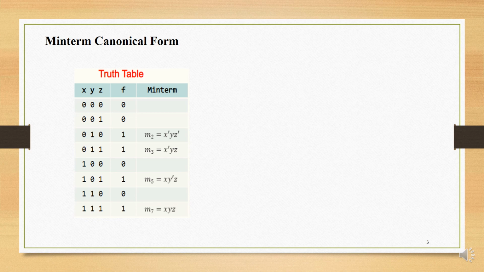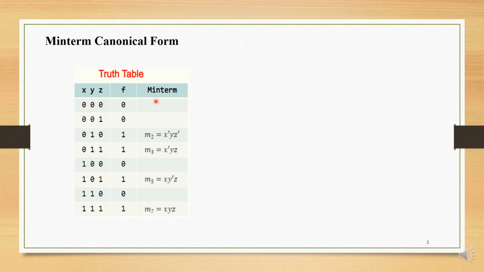In the previous session we have already understood how to write the Minterms and how to write the Maxterms for two variables and three variables. So now let us write the expression, that is Minterm canonical form. Here we have a truth table of three input variables, one output function f, and we have randomly selected the output values in the output column f, and we are writing the minterms.